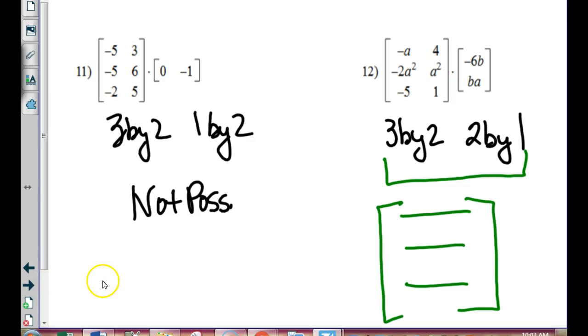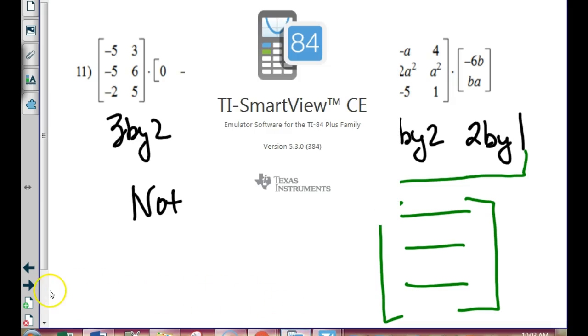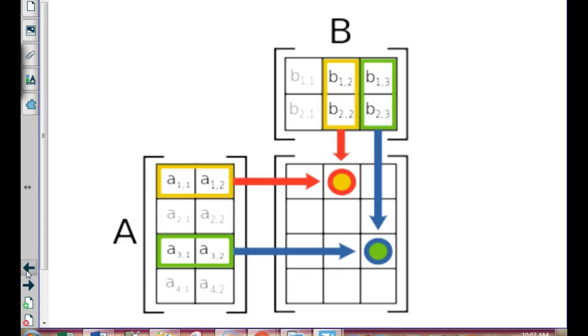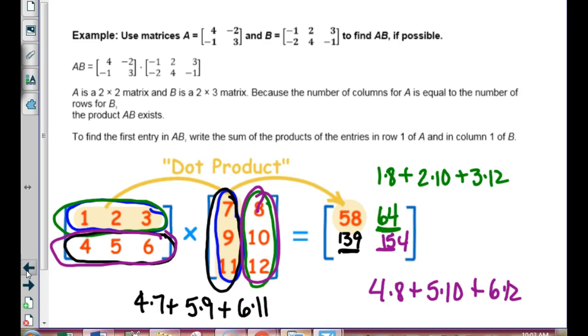Let's do one on the calculator. Want to do that? So let's see. Maybe I have one on one of these slides. You know what? Let's do this question right up here. I'll make it bigger though for you so you can see it.